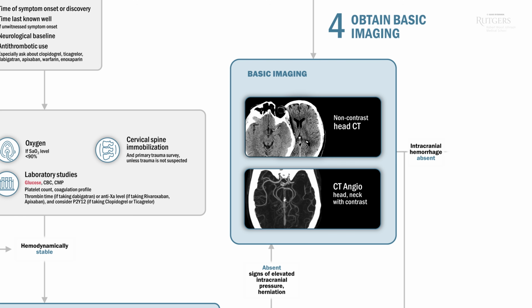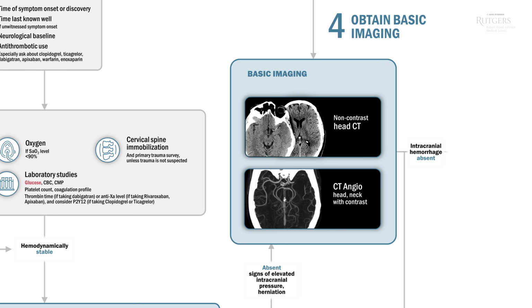Some institutions use an MRI-based protocol instead: diffusion-weighted imaging, FLAIR, and gradient-recalled echo to image the brain, and MR angiogram to image the vessels. This approach is a bit more challenging and resource-intensive unless you have a well-established process.